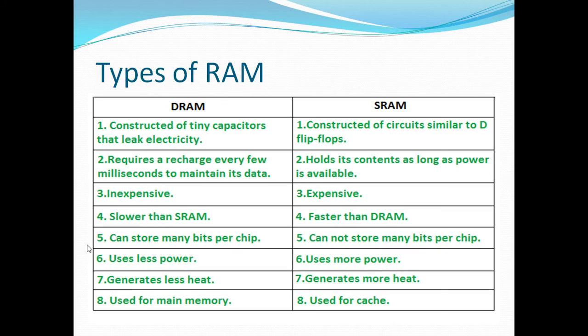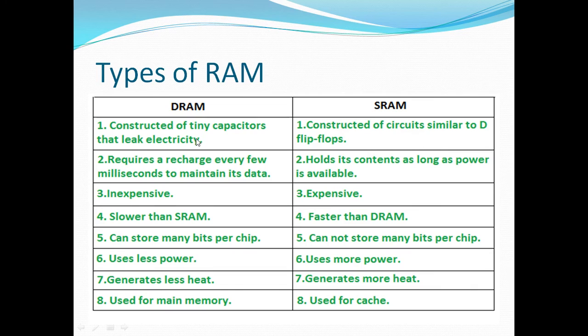We are refreshing the memory again and again. That's why it is slower, because it is consuming time to be refreshed. But in SRAM, it holds its content as long as the power is available. That's why they are faster than DRAM. They don't have to be refreshed. DRAMs are slower, that's why they are inexpensive. The faster the memory, the more expensive it is. So SRAMs are faster than DRAM, that's why they are expensive.